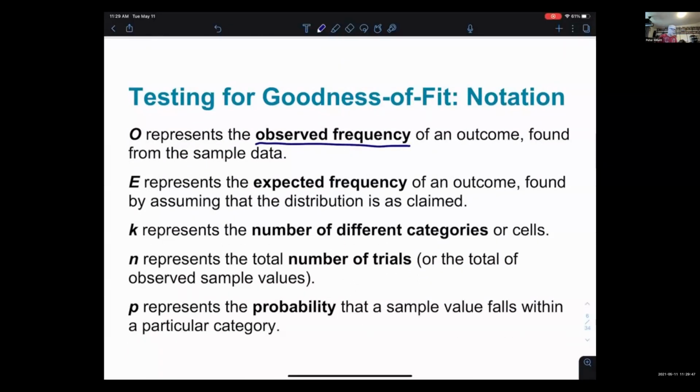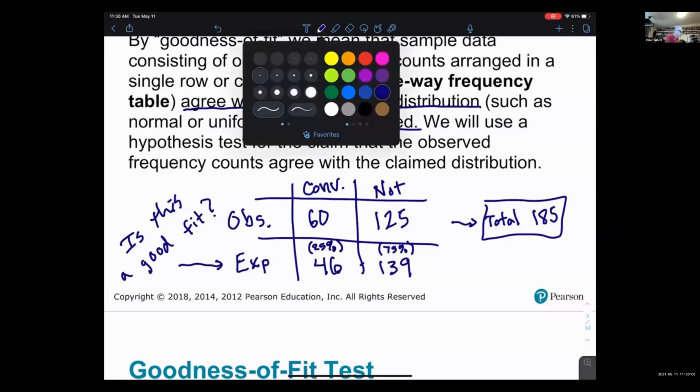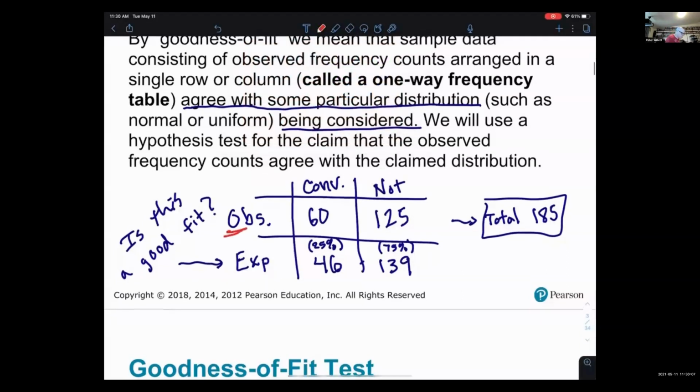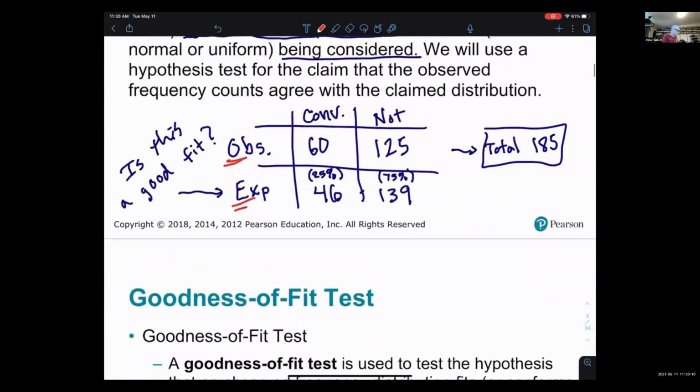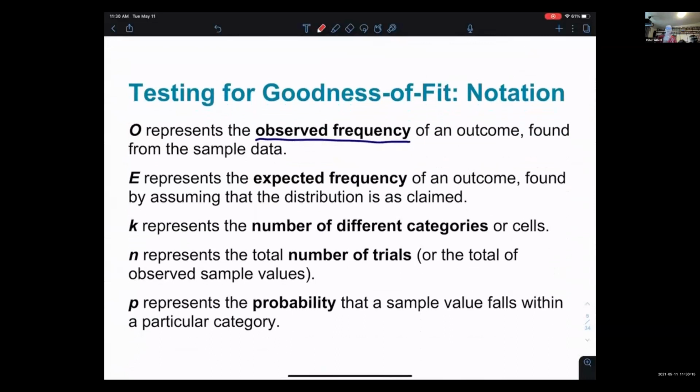E represents the expected frequency of an outcome found by assuming the distribution is as claimed. So in this case from my table, the 46 and the 39, those are E's. And so we are going to compare the O's that were observed to the E's that were expected, right? They're trying to make it easier for us by using these letters, O's versus E's. Then we're going to look at all of those differences and see if they seem to differ enough for us to say that that couldn't have happened by random chance.